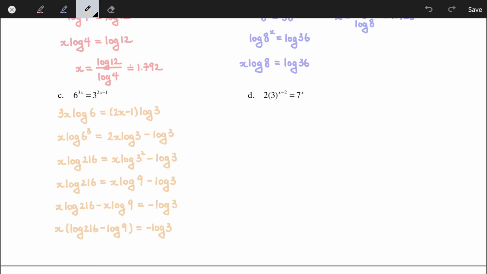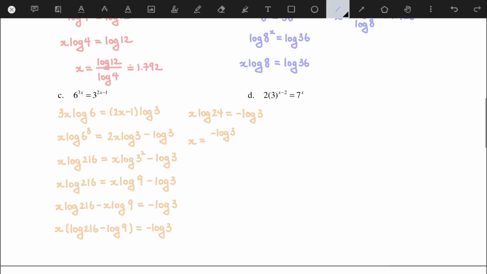Okay, so we have a difference of logarithms, which means we can divide the arguments. 216 divided by 9 is 24. So we can rewrite the left-hand side as x log 24, and that's equal to negative log 3. So what that means, of course, is that x is just equal to negative log 3 over log 24.